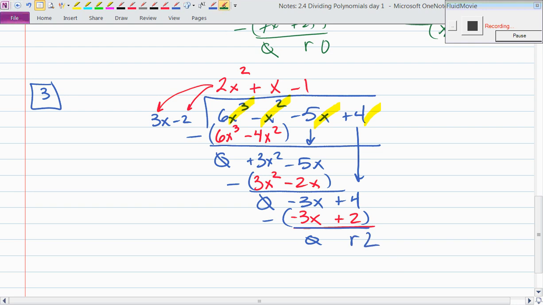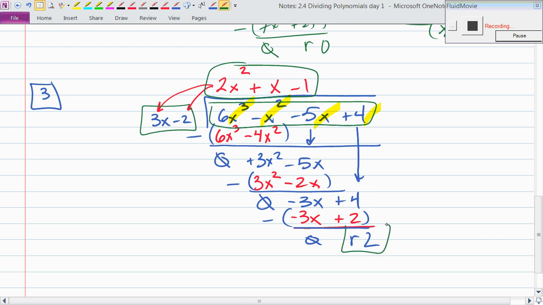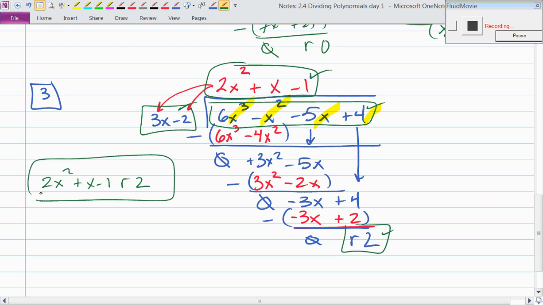All right, here are your choices for your answers, okay? We've now identified everything. Here is our quotient. Here is our divisor. Here is our dividend, and here is our remainder. So we have these four pieces here, correct? All right, so you can either represent the answer as 2x squared plus x minus 1 with a remainder of 2. That's one way to do it. Or you could say 2x squared plus x minus 1 plus 2 over 3x minus 2. Okay? The book, I don't know what the book's going to give you, but either one of those is okay when you go to check.